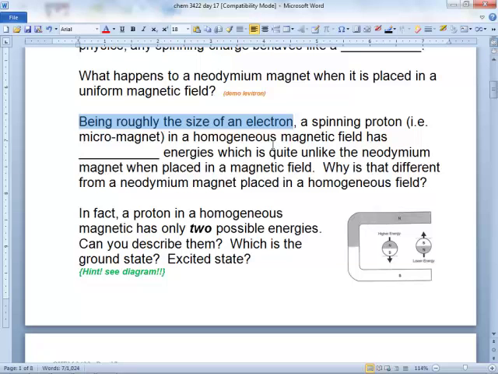The point is that there's nothing in between. It's not like a little spinning levitron magnet I can give whatever energy I want. No. There's only two. Okay, so there's an excited state and a ground state. That's it. Nothing in between.